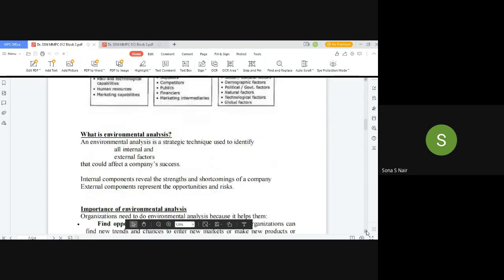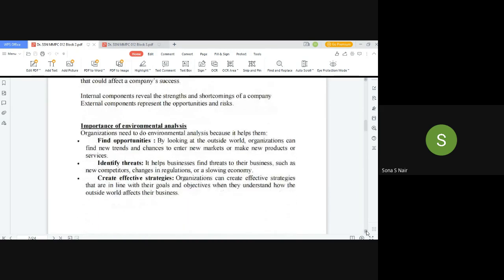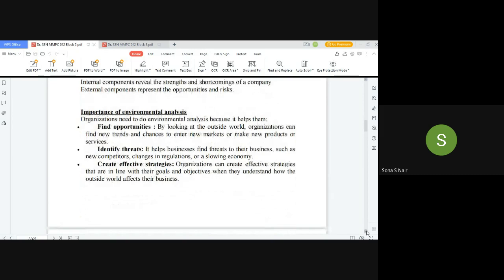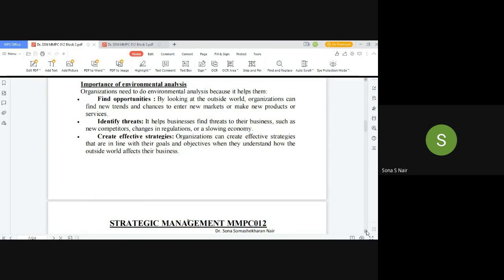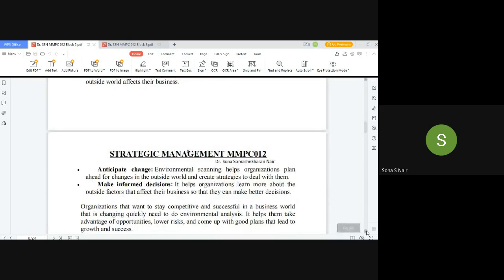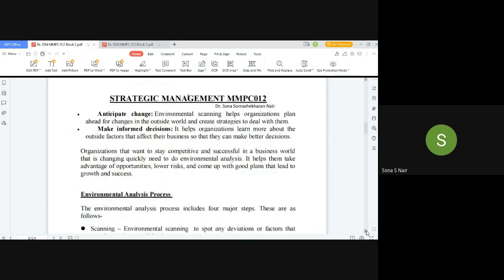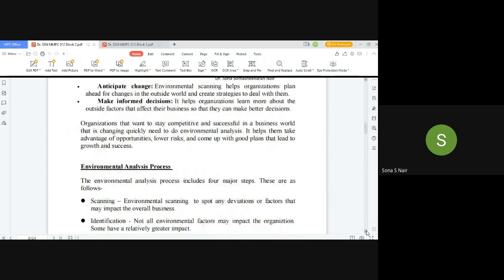And we discussed what environmental analysis is. We said why we need to do an analysis of the environment: because we want to find out opportunities, identify threats, create effective strategies on the basis of all these, anticipate change and be prepared for it, and make informed decisions. So this is in general what we need the environmental analysis for.